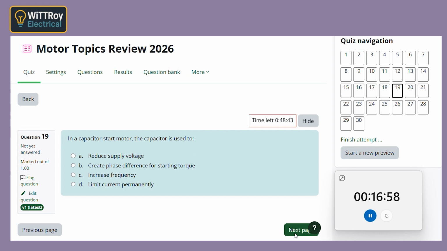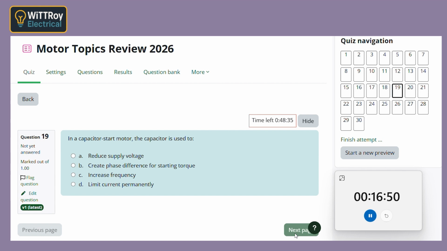Question 19. In a capacitor start motor, the capacitor is used to what? Create phase difference for starting torque. Correct. Let's make that very clear. The capacitor shifts the current in the auxiliary winding so that its magnetic field is out of step with the main winding field. And together they create more of a rotating field. Yes, enough to develop starting torque in one direction.